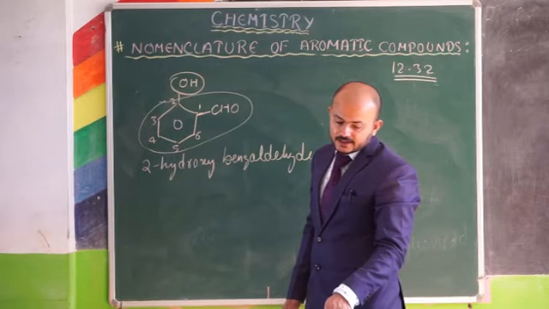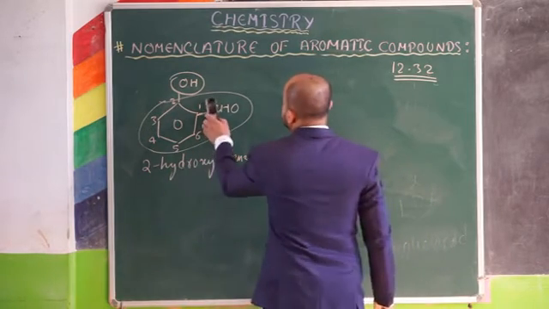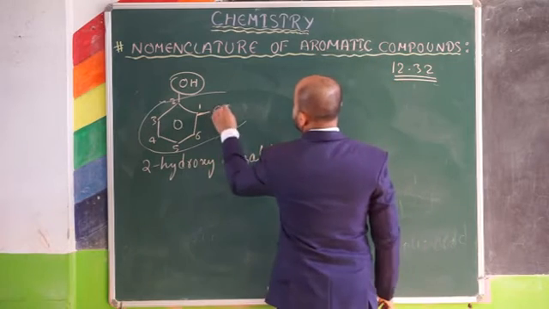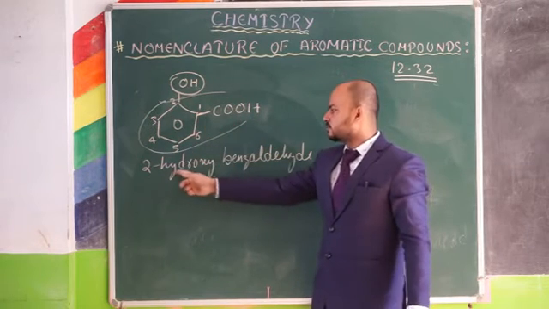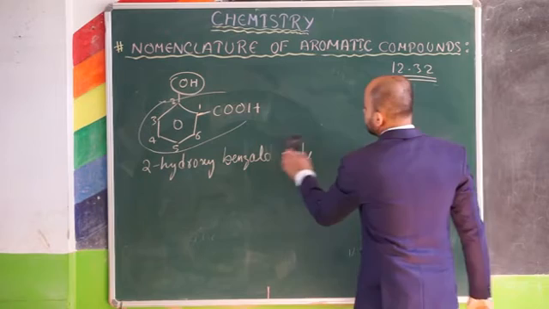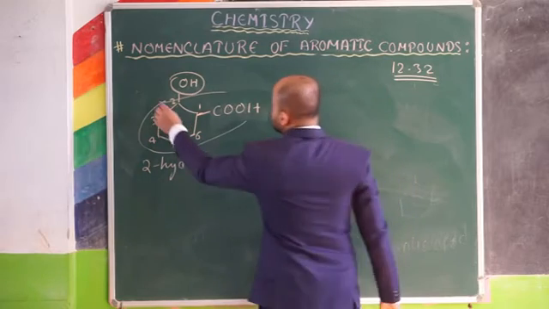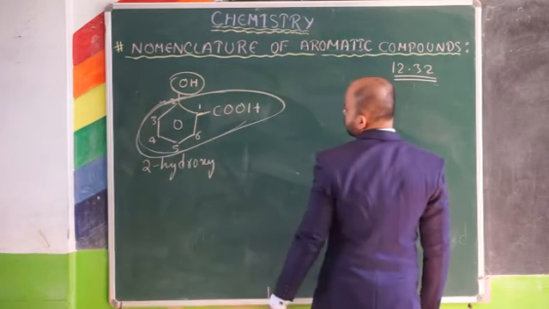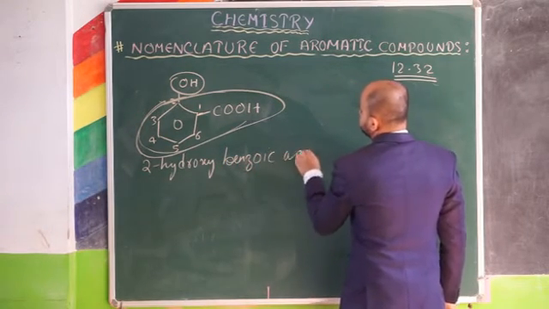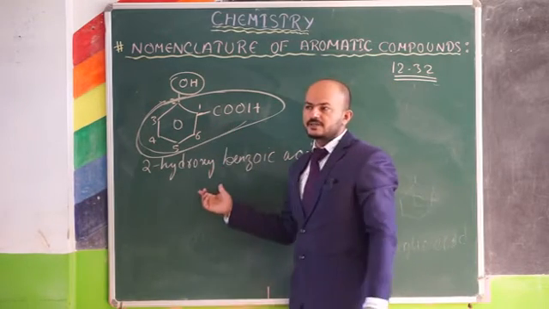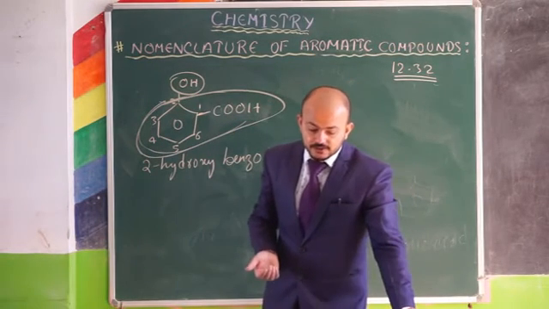Now let's discuss carboxylic acids, in which you have two different groups. So instead of CHO, if you have a COOH group, then this is a carboxylic acid. Now here the numbering would be the same. Will it be 2 hydroxy benzaldehyde? No, it will be 2 hydroxy benzoic acid. This as a whole is benzoic acid, therefore 2 hydroxy benzoic acid. Its common name is salicylic acid. It's an acid now, therefore it's salicylic acid. You have to remember these two names, these are very important.